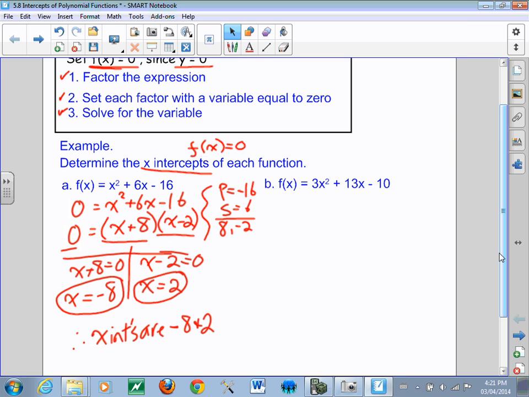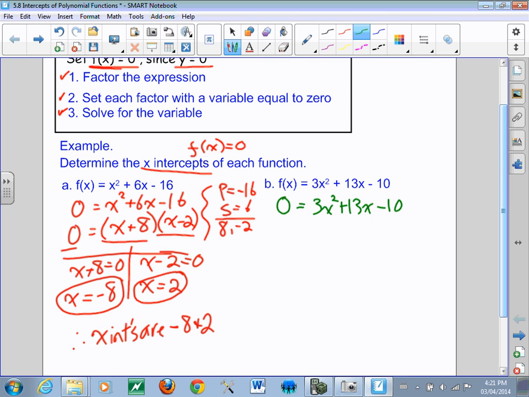All right, next one, and last one, believe it or not. Let f of x equal 0. Then we've got 3x squared plus 13x minus 10. Notice I've got some decomposition work to do here. So my product is going to be a times c, which is negative 30. And my sum, ladies and gentlemen, is 13. So hopefully you realize that those are going to be 15 and negative 2. So you've got 0 equals 3x squared, split the middle term, plus 15x minus 2x.